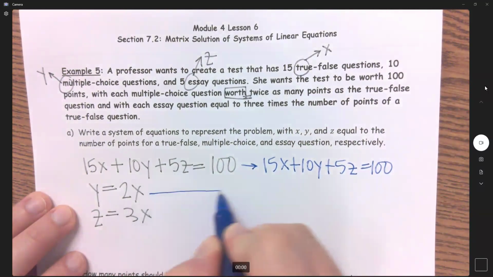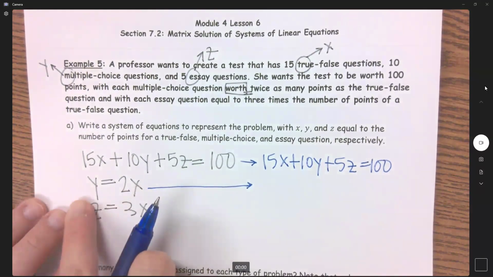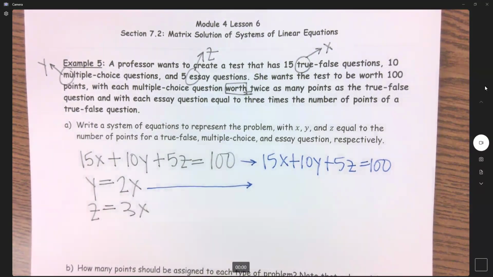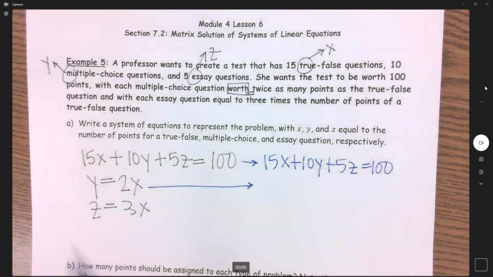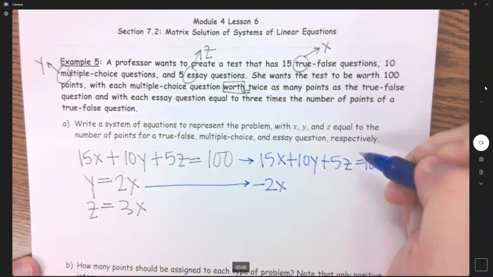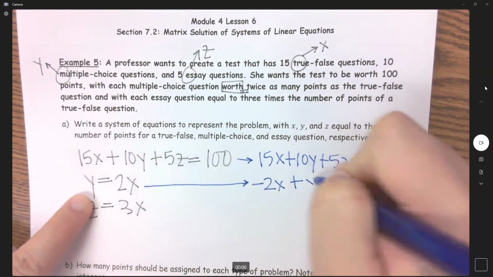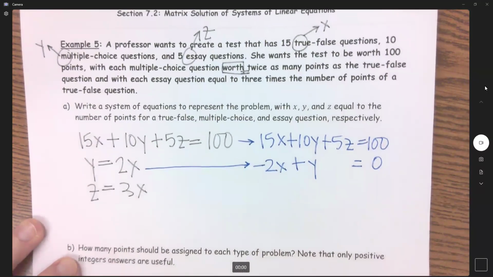Now this one here is not in the right form. This y is on the right side. I need to move this 2x over. And again, I can't just pick that up and put it over there. We have to do the opposite. So to move it to the other side of the equation, we'd have to subtract. We'll have a minus 2x plus y equals now nothing.